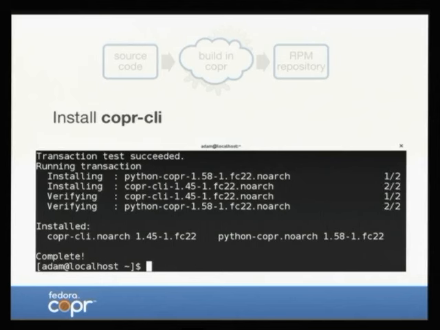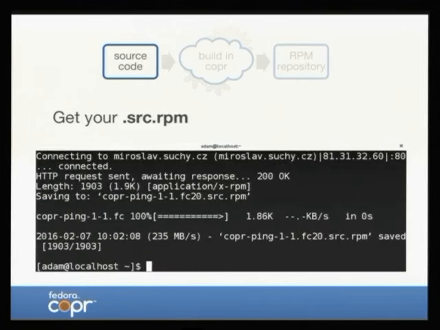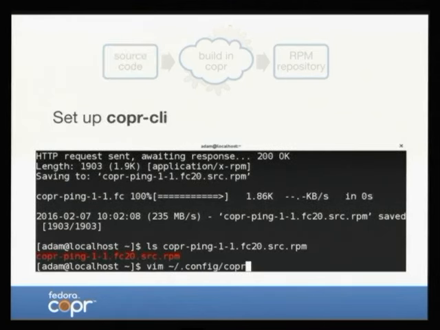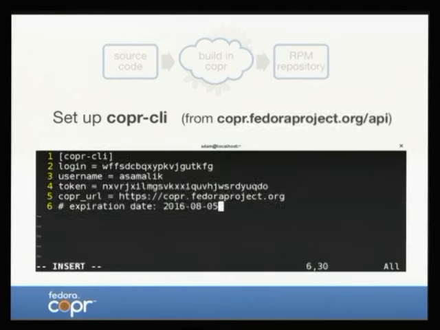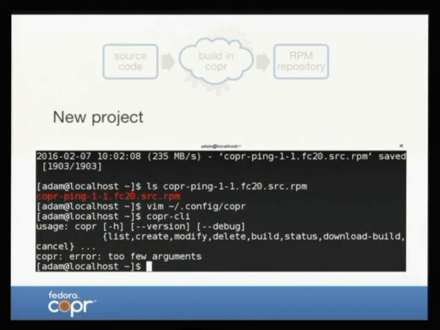Now I want to build some source. I just picked a random source from the internet. So I will download it, and I've got it in my directory. Now I need to set up my Copr CLI, and it's something like login to Copr. I have to put my token there. So I edit the file, and I can get this from the URL. You can also see a link in the bottom of the web UI. So this is something like my token. I will save it. And now let's see what Copr CLI can do.